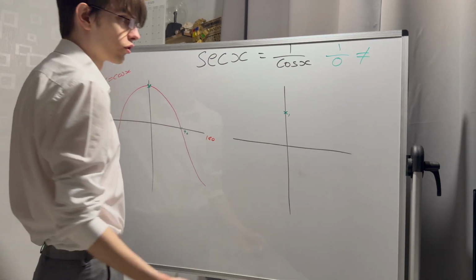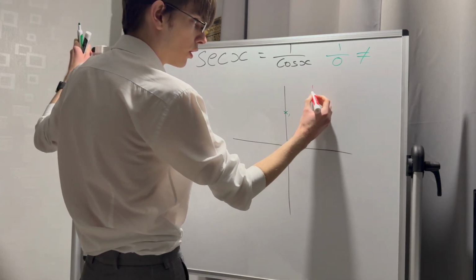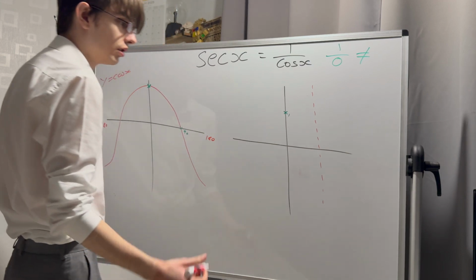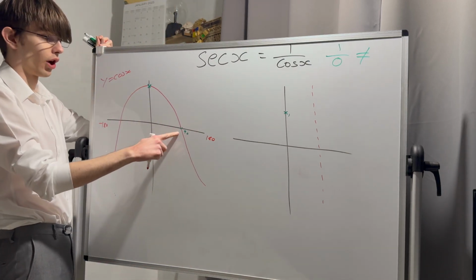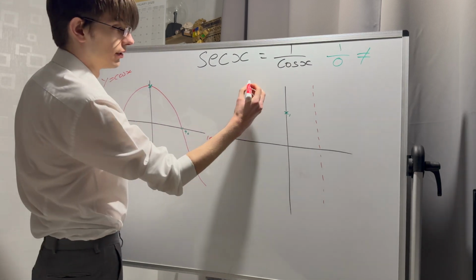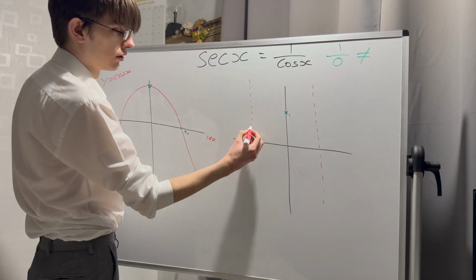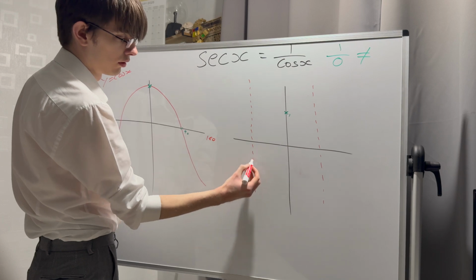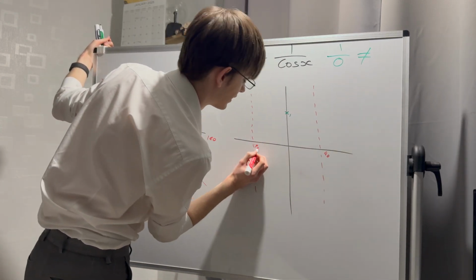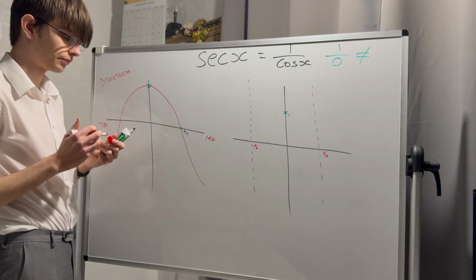So I'm going to draw it on this one here. We have an asymptote anywhere that my cos graph hits 0. That I'm going to have a 1 divided by 0. So that would be at 90 and at minus 90. So at 90 degrees and at minus 90, I will have an asymptote. Nothing's going to cross that line.